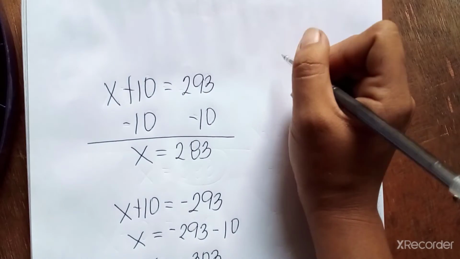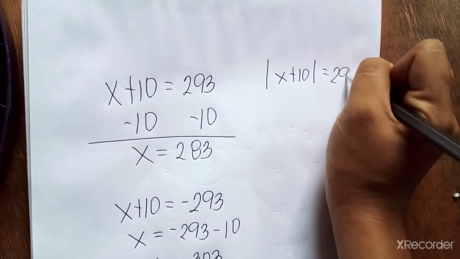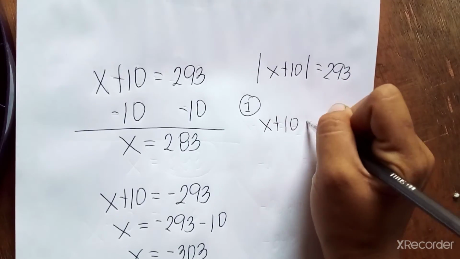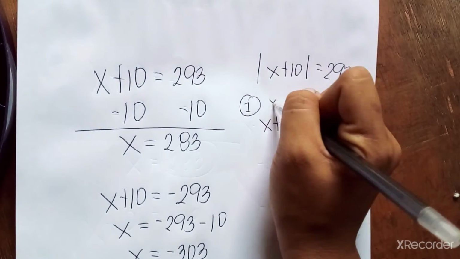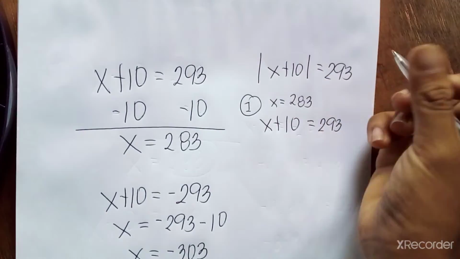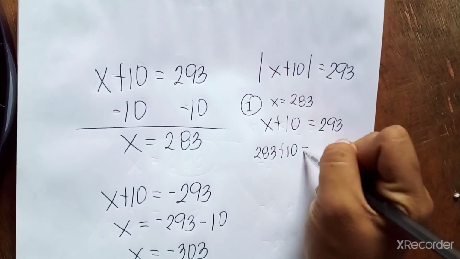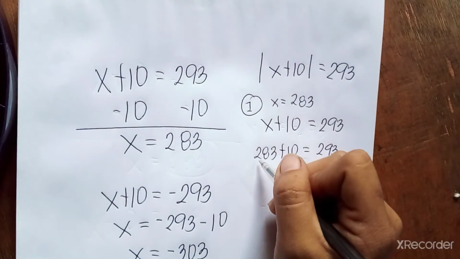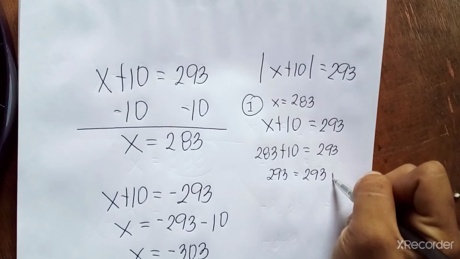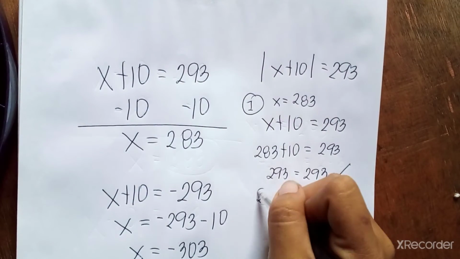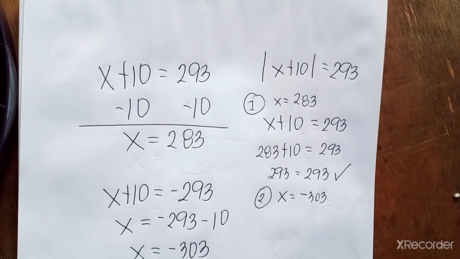So, we have the absolute value of x plus 10 equals 293. X plus 10 equals 293, which gives our first value of x, 283. So, let's substitute. We have 283 plus 10 equals 293. 283 plus 10, we have 293, which equals 293. So, it's true.